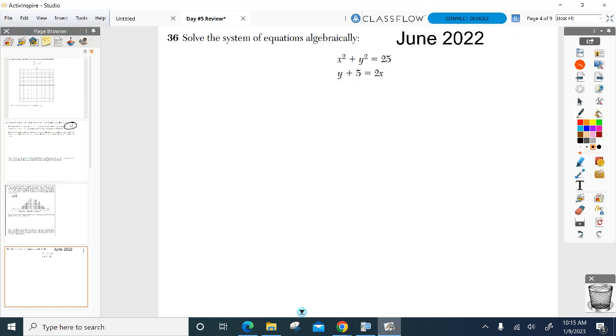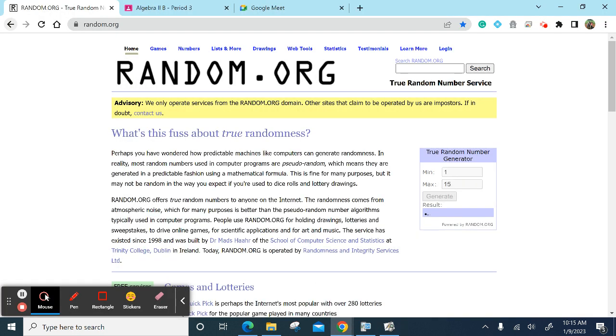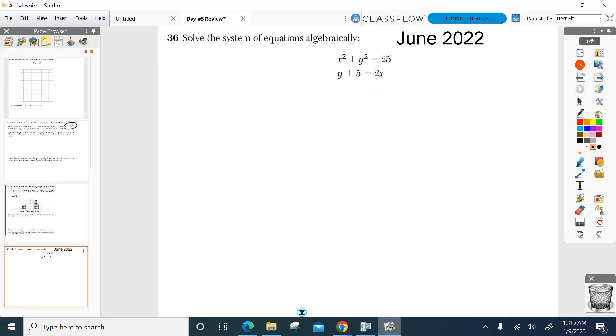What's the more easy? Which equation, the first or the second? Second. How do I solve for y in the second one? Tim, how do I solve for y in the second one here? You have to subtract 5 to both sides. Yep. And I end up with y equals 2x minus 5.